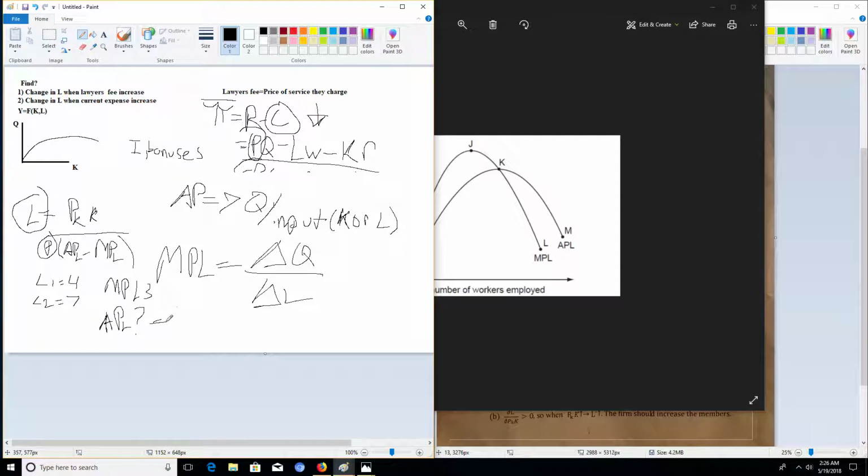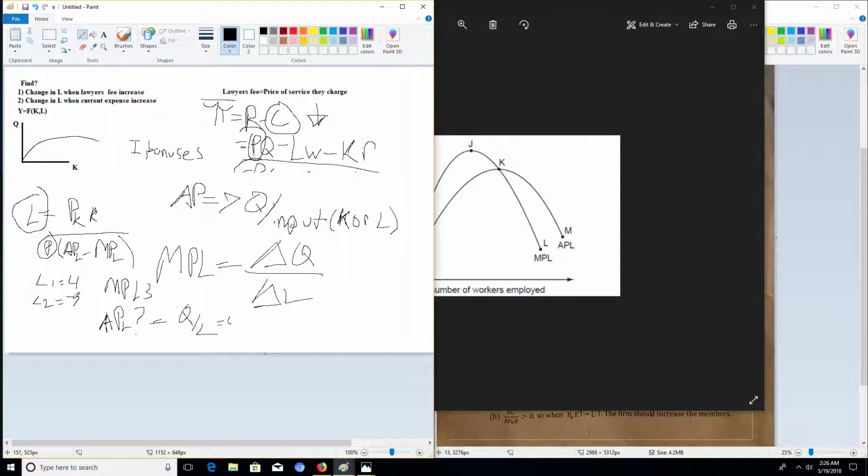This is, like I said, a quantity divided by labor. Before this new person, they were making 4, but then when they added someone, they make 7. This new person added 3 more units, so the sum of the quantities of each laborer has increased. That means that average product has increased as well, right?